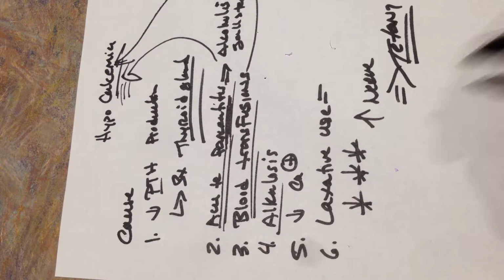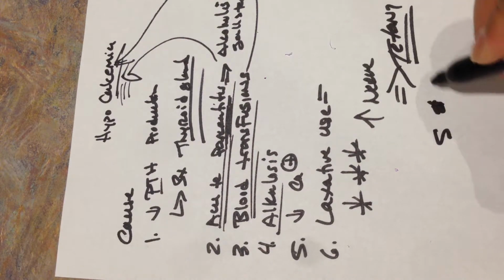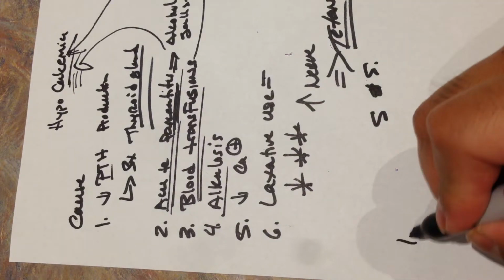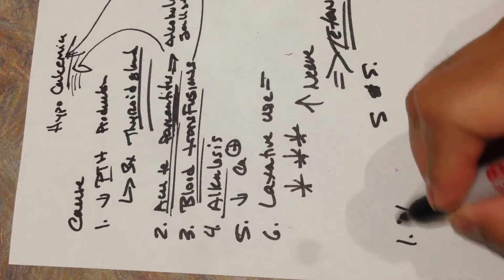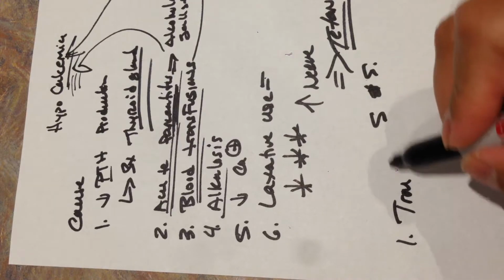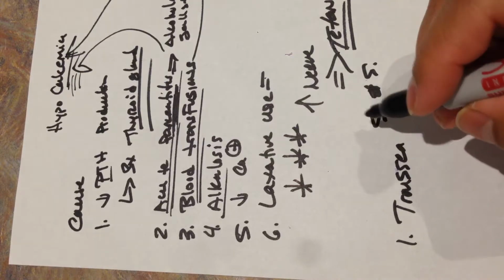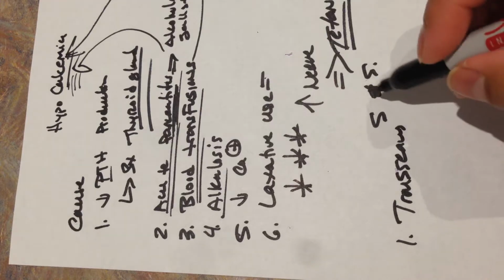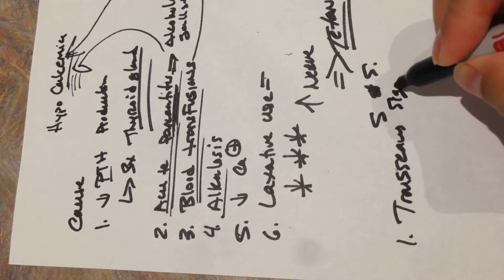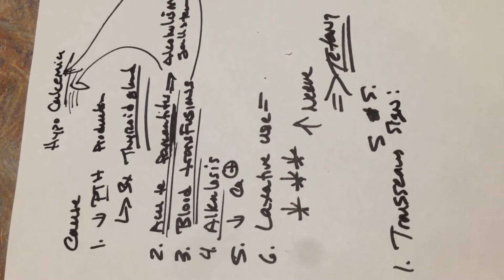Now, what are some signs and symptoms that your patient may show? Number one, Trousseau sign. This will be some type of carpal spasm that is induced by inflating a blood pressure cuff on the patient's arm.